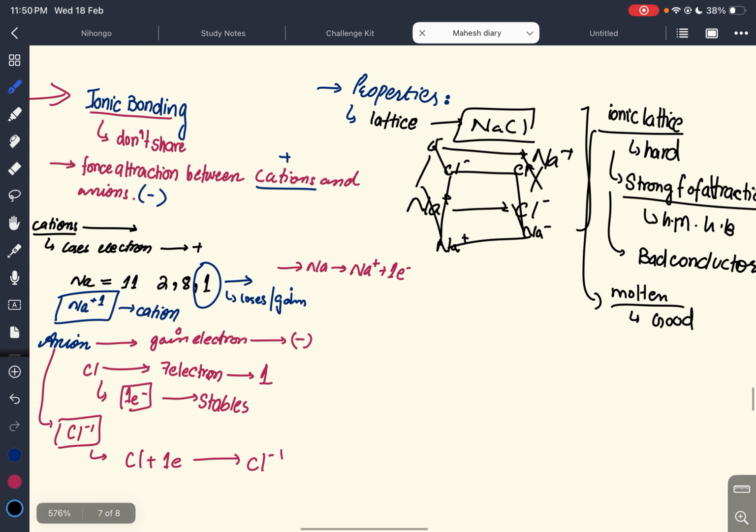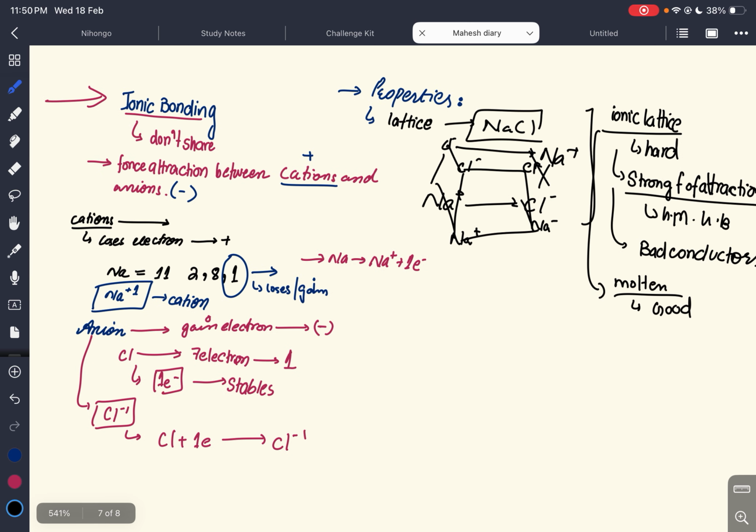So that was all about ionic bonding in this video. We studied what ionic bonding is and what its properties are. The ionic lattice makes it hard. Within that, it has strong force of attraction and it has no free electrons, which makes it a bad conductor. But when it comes into liquid or in a solution, it becomes a good conductor.